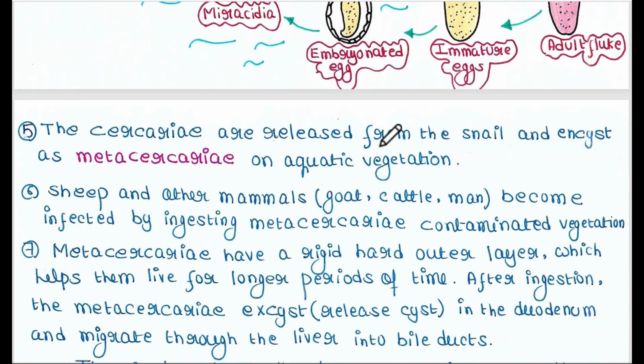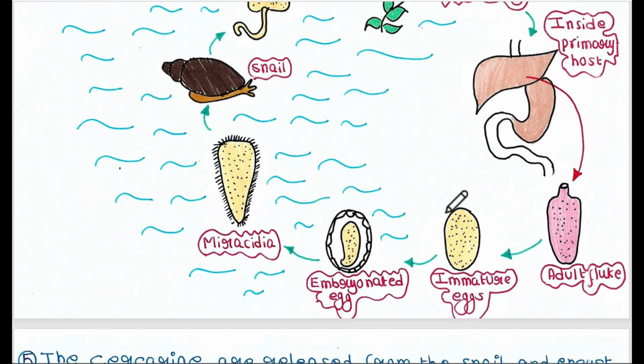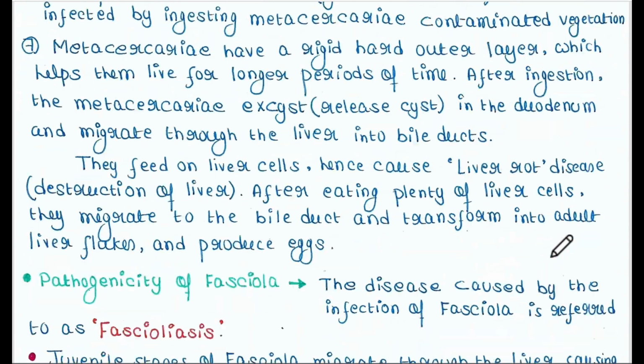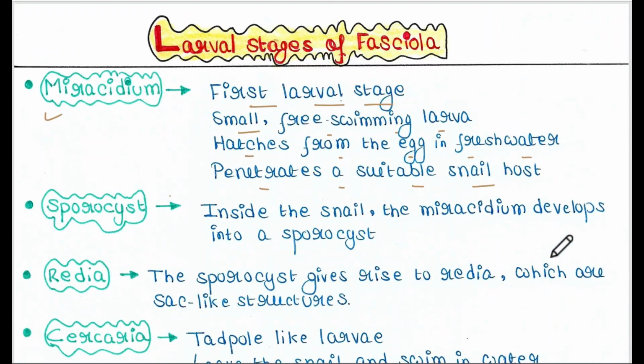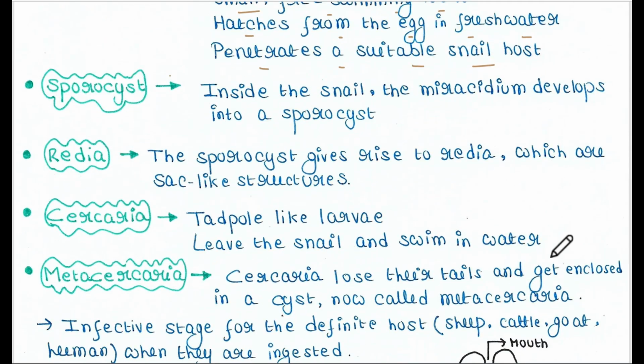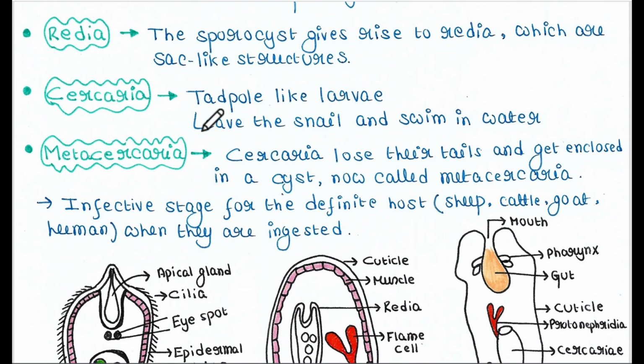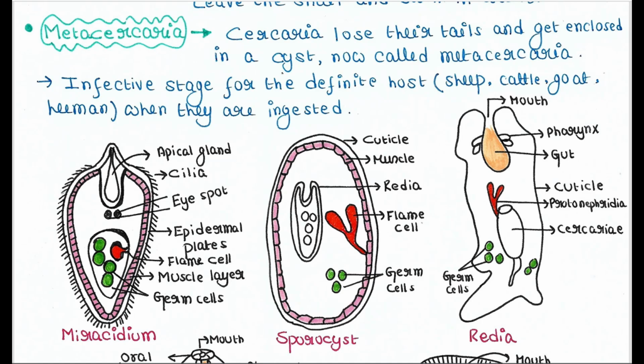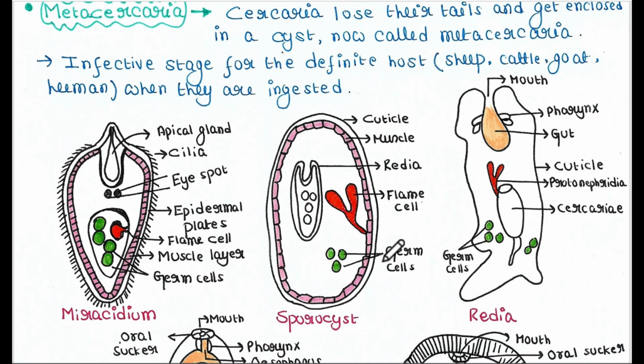So in this picture we have seen that Miracidia is the first larval stage, and it gets hatched from the egg in the water, and this infects the snail, right? So this is Miracidia. Next is sporocyst. Before talking about sporocyst, we will see the structure of the Miracidia larva. So this is the Miracidia larva. Here is the structure.